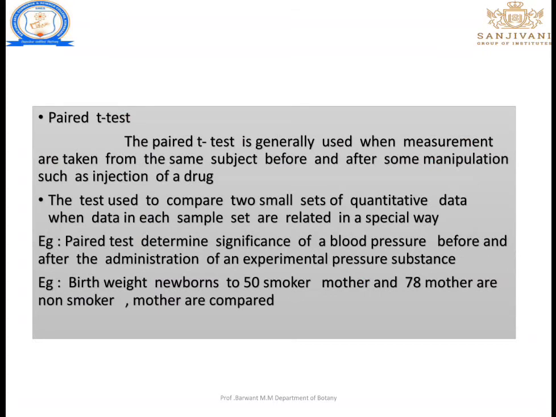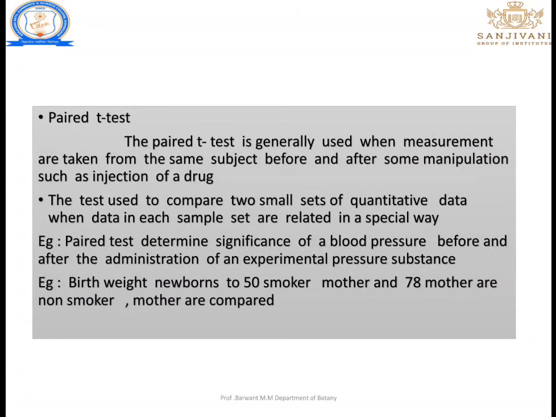And what is the paired test? The paired t-test is generally used when measurements are taken from the same subject before and after some manipulation, such as the injection of a drug. The simple concept was given in the unpaired t-test, where we make an independent survey of the same or different populations, but the paired test is dependent.